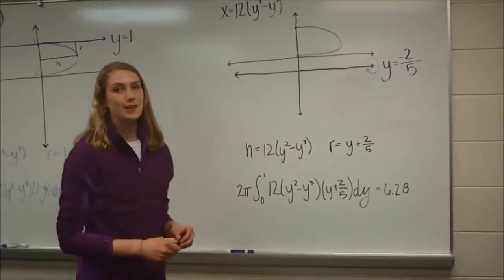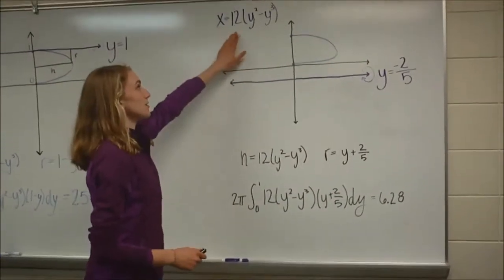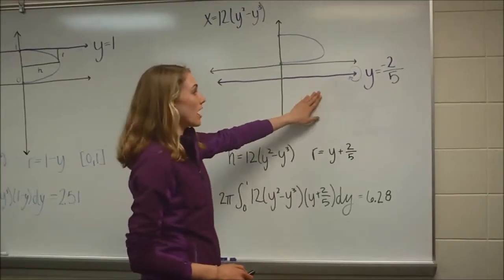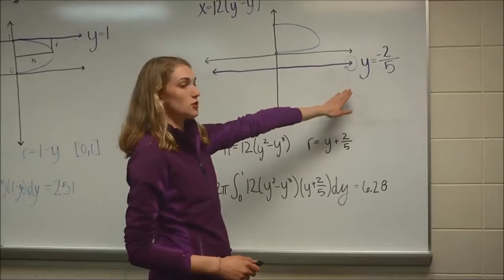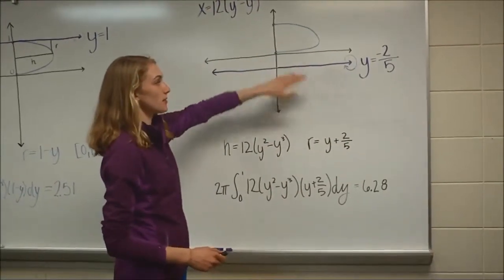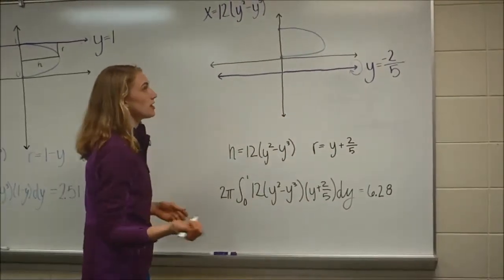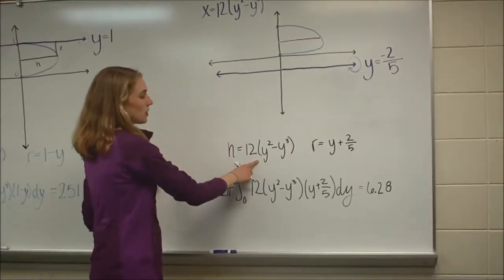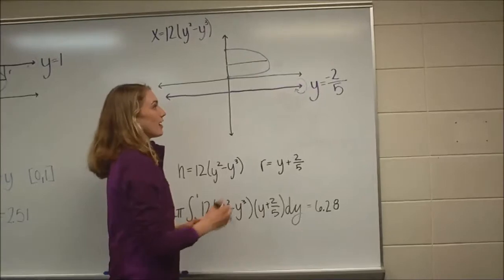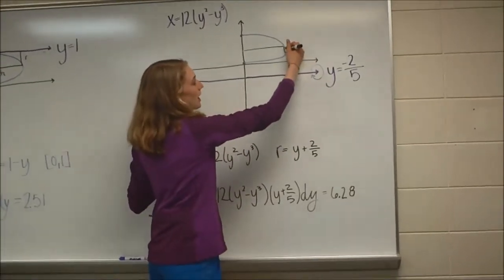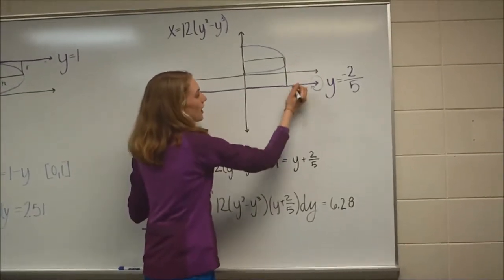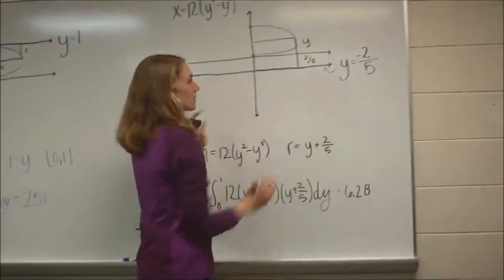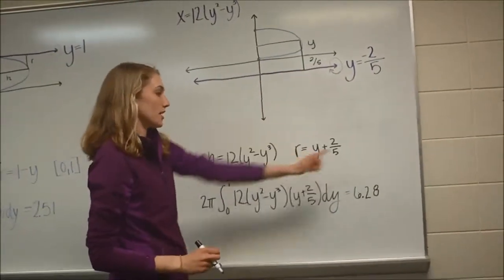Okay, we're going to do one final problem with this formula, x equals 12 y squared minus y cubed. But this time, we're going to have the axis of rotation equal to negative 2/5, which is below the shape that we're rotating. So, same thing, you have the height, which is just x, which is 12 y squared minus y cubed. Now, you bring the radius down to the axis of rotation, so you have y and 2/5. So this time your radius is just y plus 2/5.